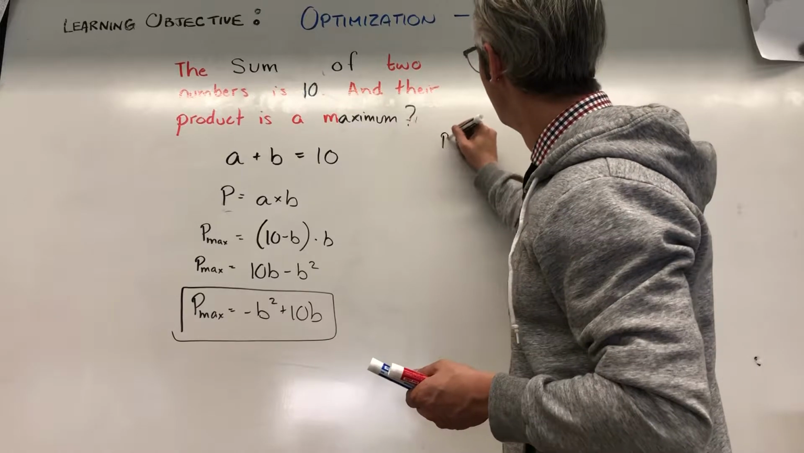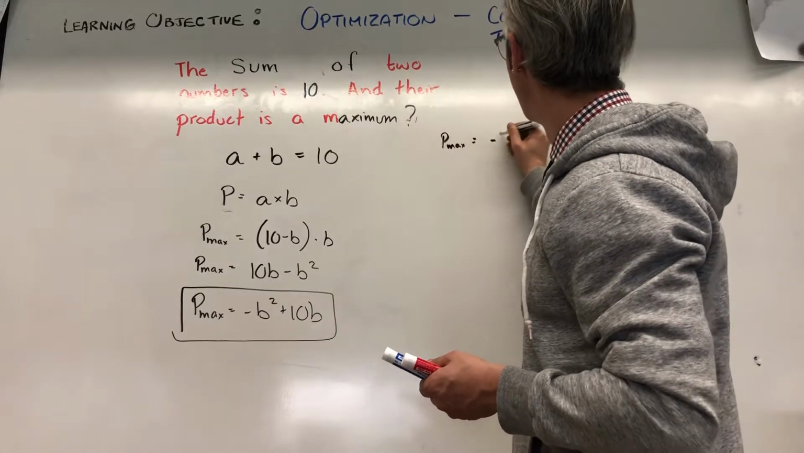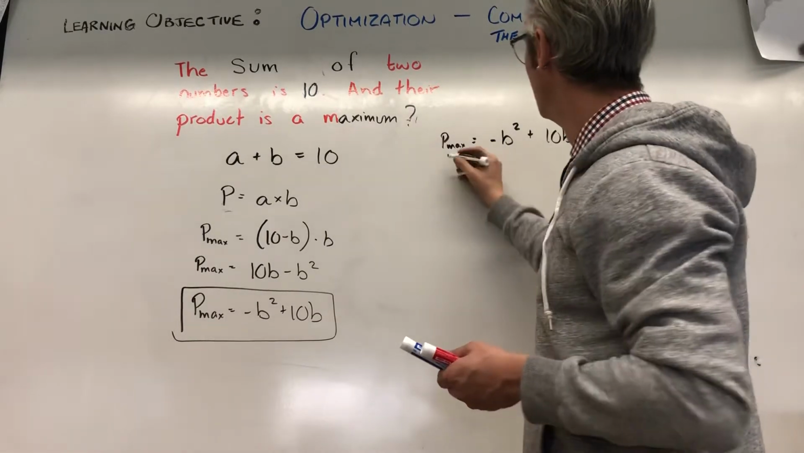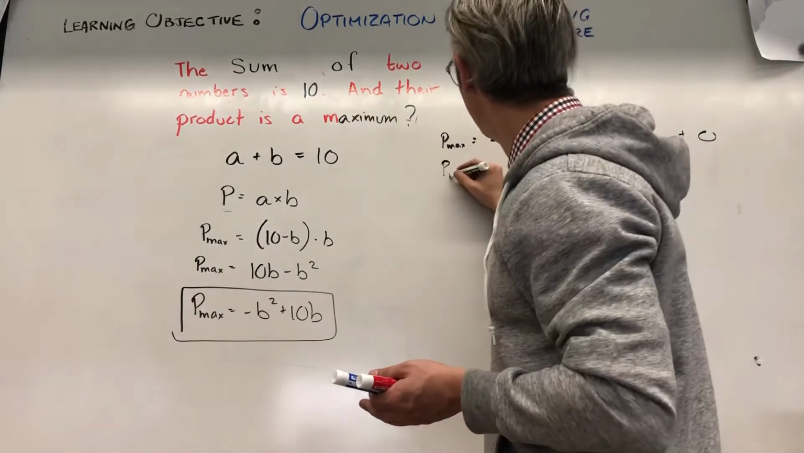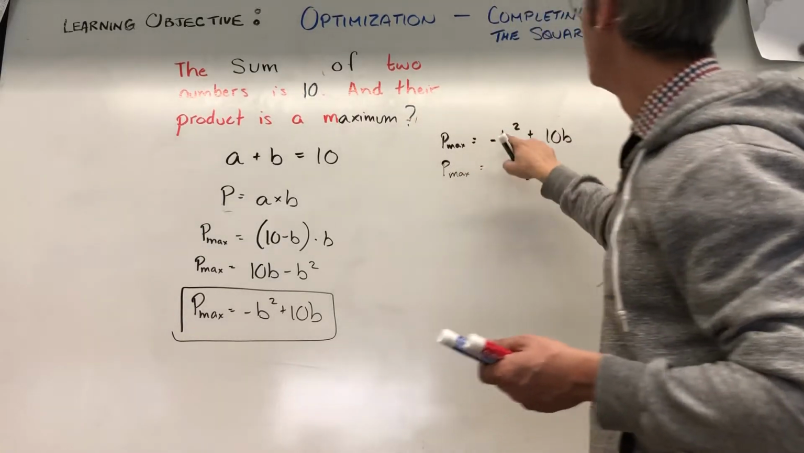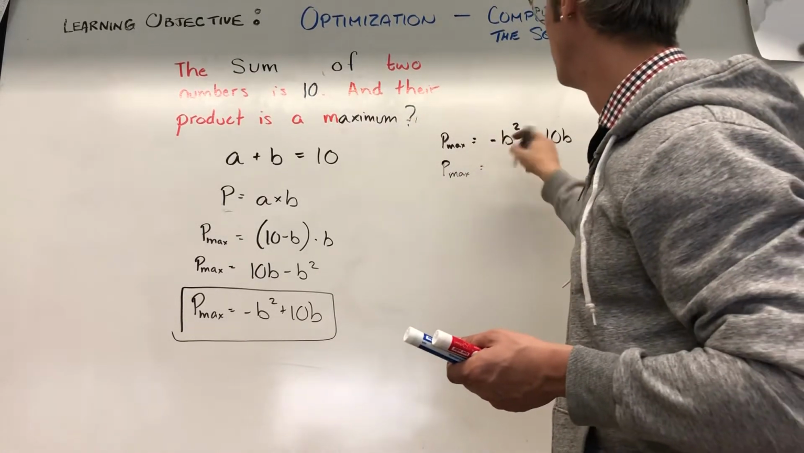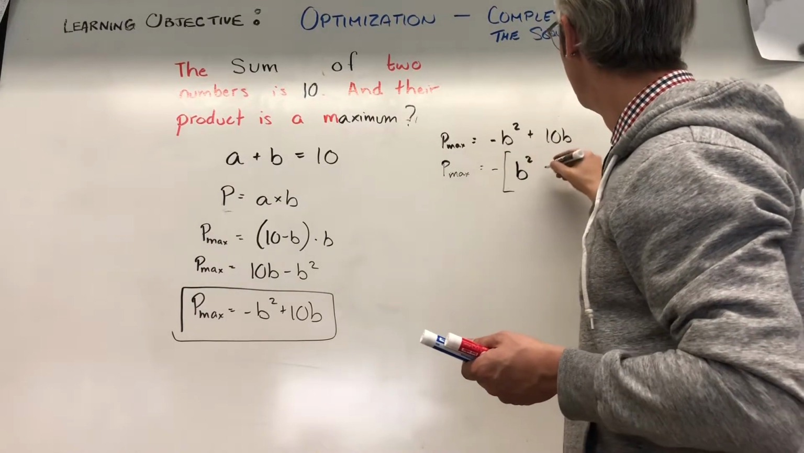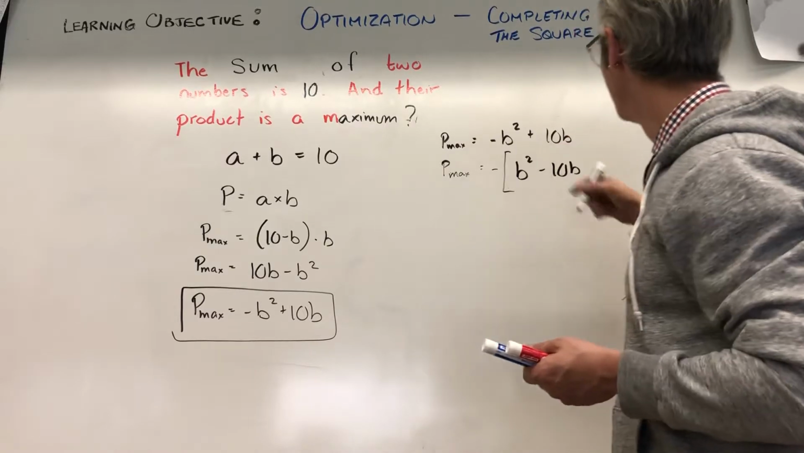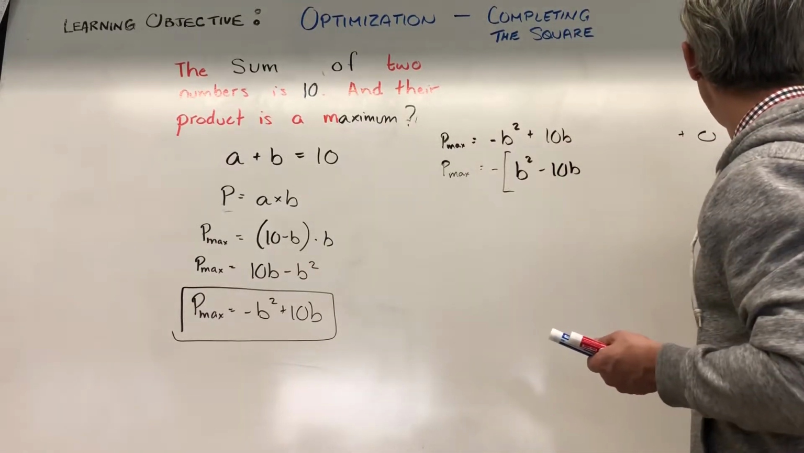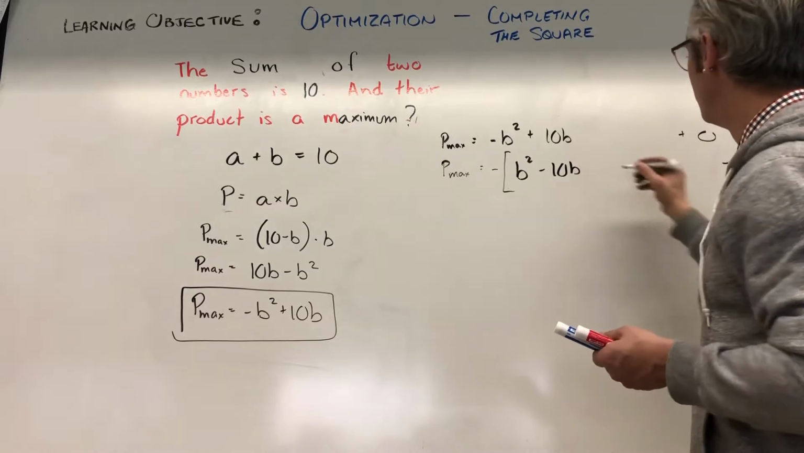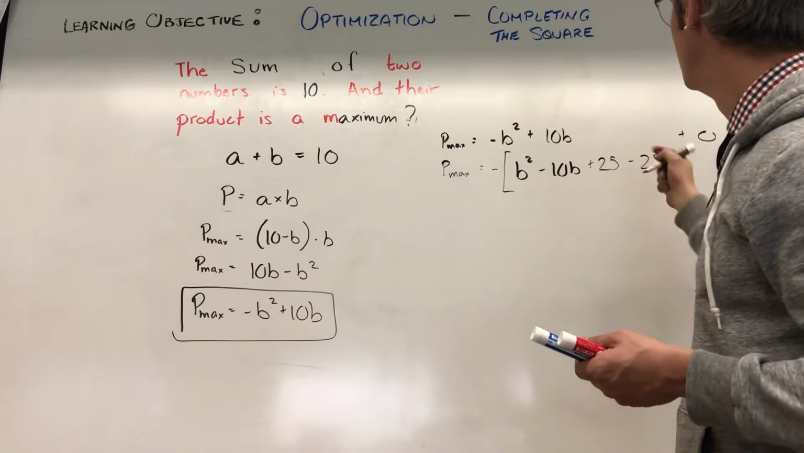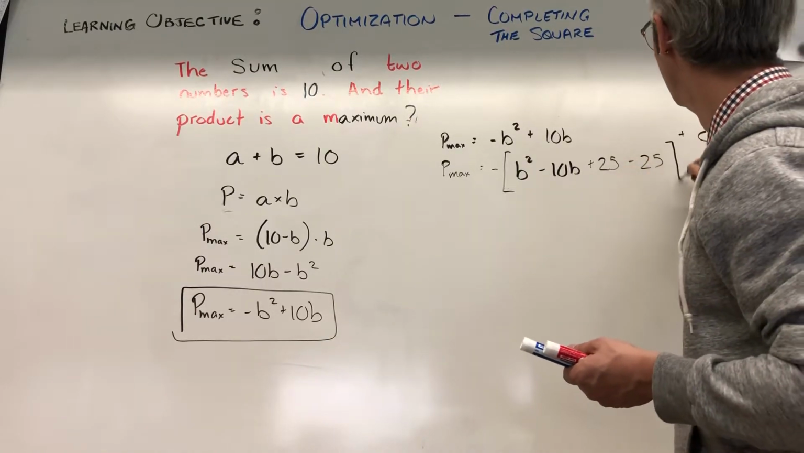So, completing the square, I got negative b squared plus 10b plus an invisible 0. Who cares? Okay? So P max, now I don't want anything in front of my b squared term, in front of my squared term. So I'm going to pull out a negative. And this leaves me with b squared, negative times negative 10b gives me positive 10b. Negative 10 divided by 2 is negative 5. Negative 5 squared is plus 25.